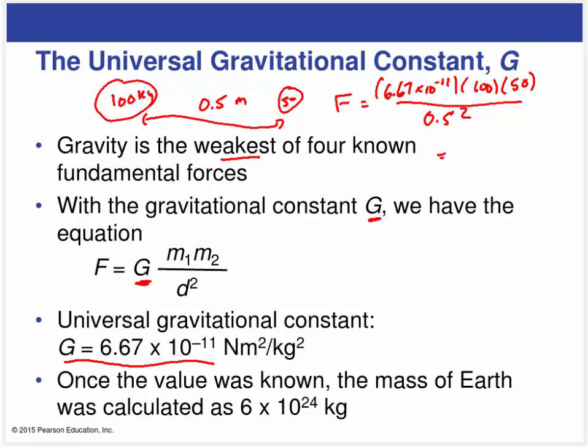And I get that force to be equal to 1.3 times 10 to the negative 6 newtons. And that's a really small force, right? 10 to the minus 6 is a small number. So what this kind of means is as long as we're talking about regular sized objects, 100 kilograms and 50 kilograms, the force of gravity is relatively small.